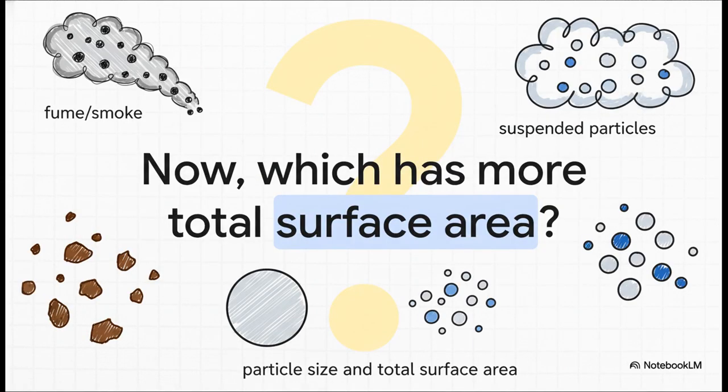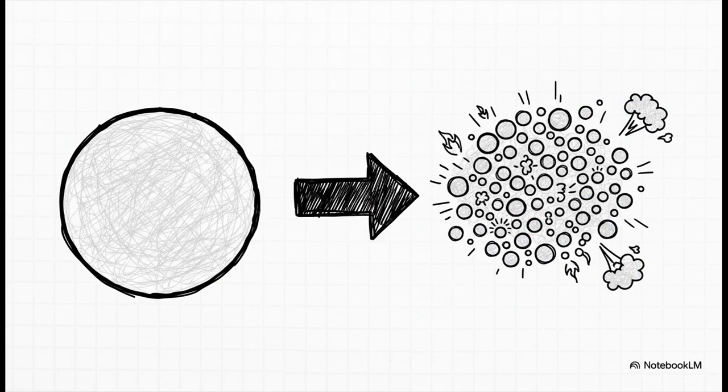Okay, but here comes the really important question. Which one has more total surface area? And this matters a lot, because the surface is where the chemistry happens. It's where things condense. It's where all the action is. And here's the jaw-dropping part. For the exact same amount of material, the 1,000,000 tiny particles have 100 times more total surface area than the single large one. This is it.